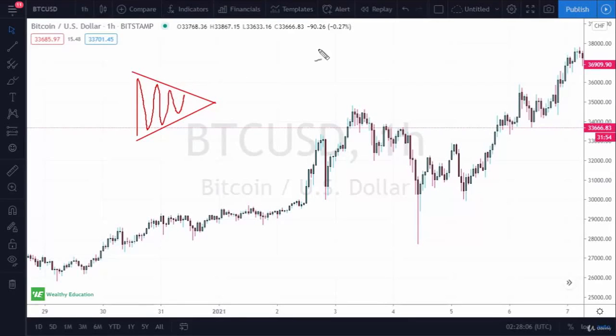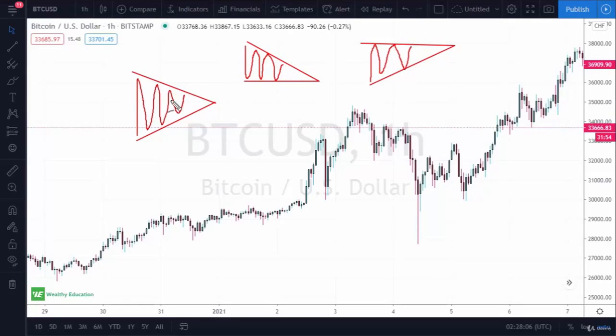It's known as a symmetrical triangle because it is symmetrical. This is a descending triangle, and this, of course, is an ascending triangle. So they all feature the same thing where the buyers and the sellers start to squeeze the market, but the attitude is different.